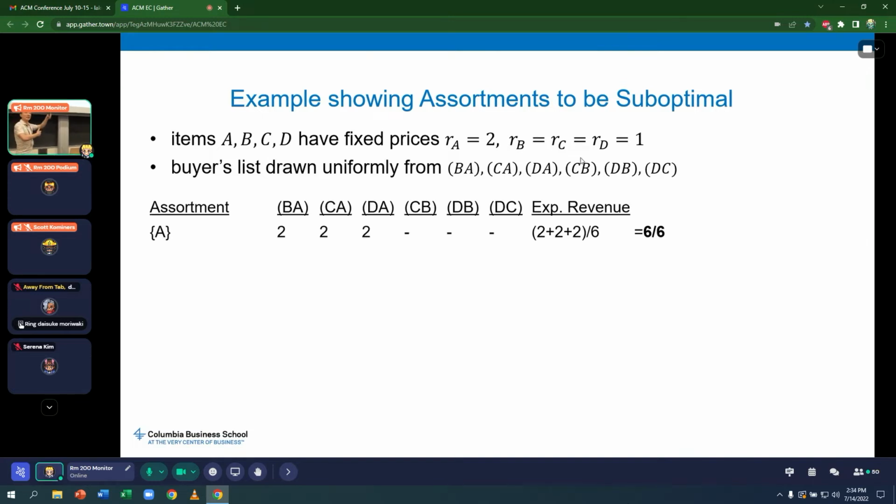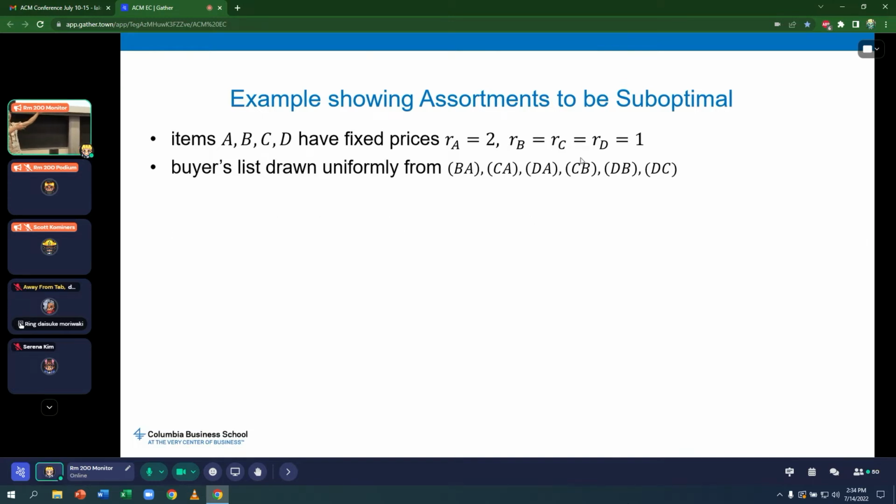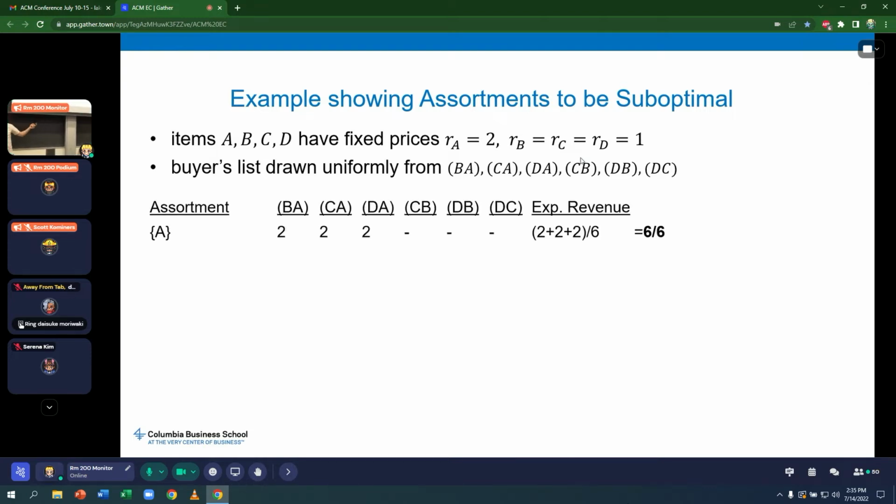So OK, let's see. This is the instance of the problem. Let's see how well we can do with assortments. You always want to offer the highest priced item. And if you do that, then the first 3 customer types will pay you $2. But you're not going to capture the second half of the market. Your expected revenue is going to be 6/6.